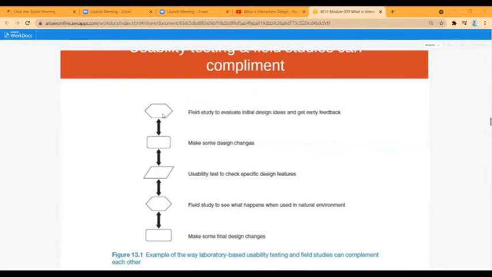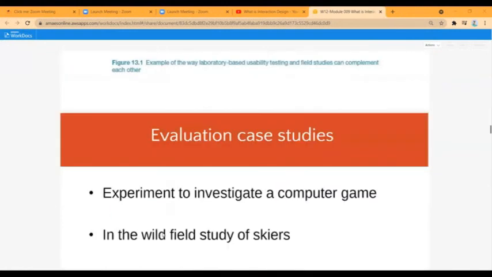So here is a symbol: this field study to evaluate the initial design ideas and get early feedback. Okay, down to the symbol wherein you're making some design changes. Then this one, usability test to check specific design features. The next one, field study to see what happens when used in a natural environment. And lastly, to make some final design changes.